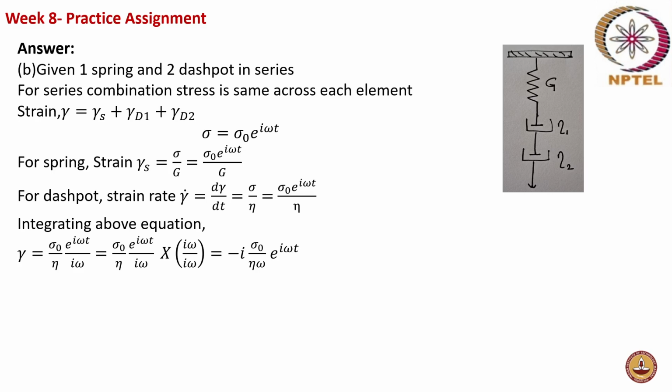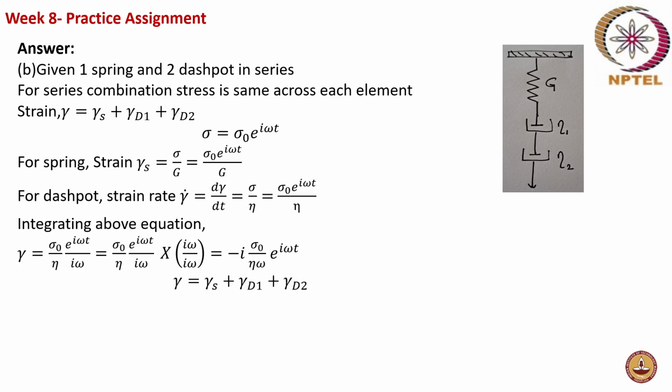i square is nothing but minus 1, correct? i is nothing but square root of minus 1. So i square is square root of minus 1 into square root of minus 1, that is nothing but minus 1. That is what I have written here. It is minus i, and omega by omega square will get cancelled, so you will have omega in the denominator. So the overall expression for strain for the dashpot element will be minus i into sigma naught by eta omega, the whole multiplied by e power i omega t.